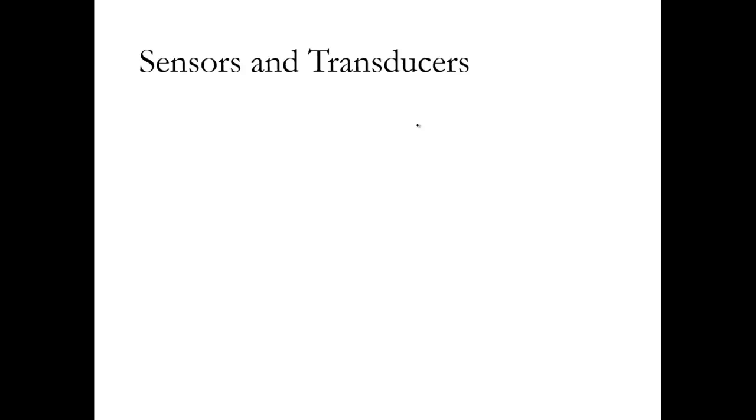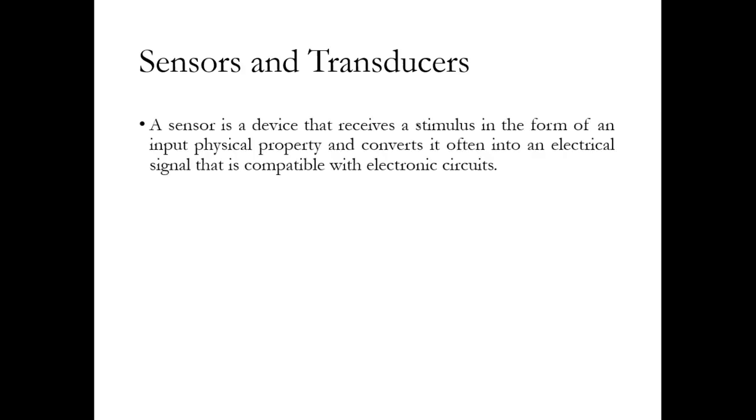Now let's come to the formal definitions. A sensor is a device that receives a stimulus in the form of an input physical property and converts it often into an electrical signal that is compatible with the electronic circuit. Some of the books and some of the authors talk about sensors being of the nature which convert one form of energy into electrical energy. But sensors and transducers are mostly used analogously.